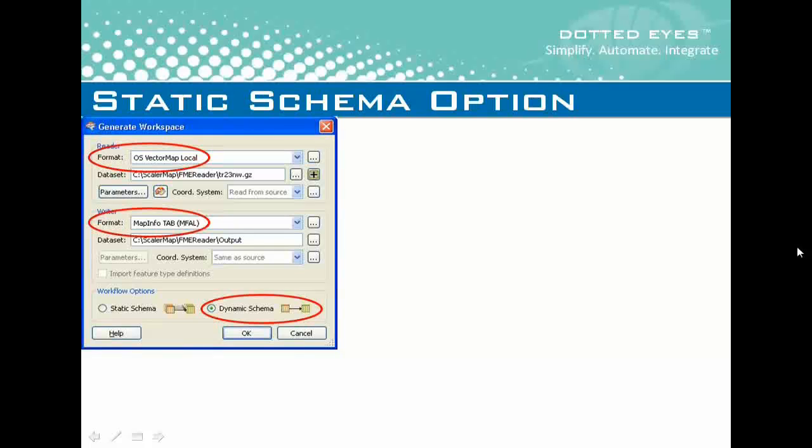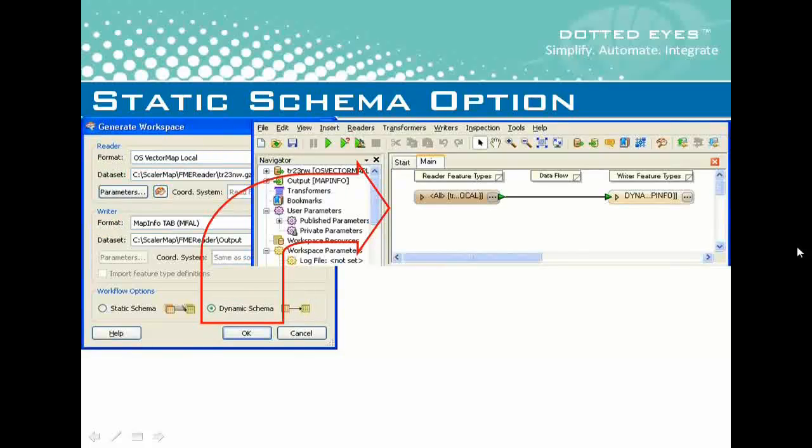So instead, going back to the beginning, let's choose the alternative option of dynamic schema, which allows us to fan out to various different output tables based on one FME writer. I'll show you what I mean.